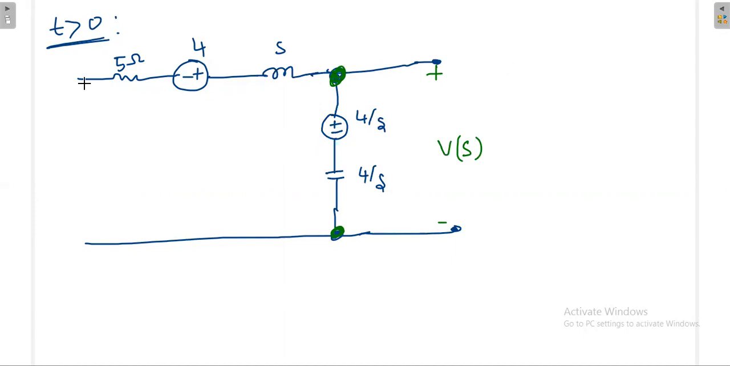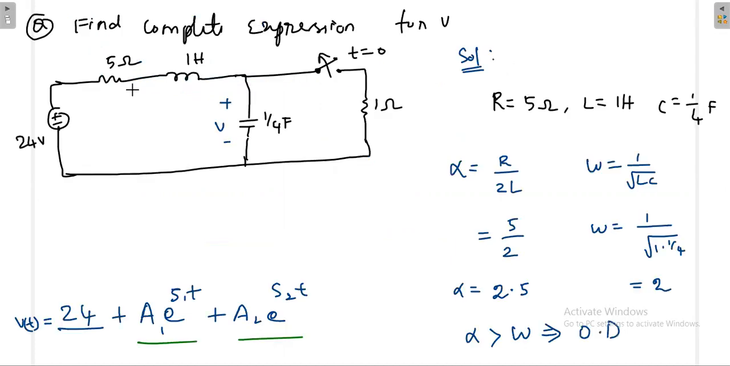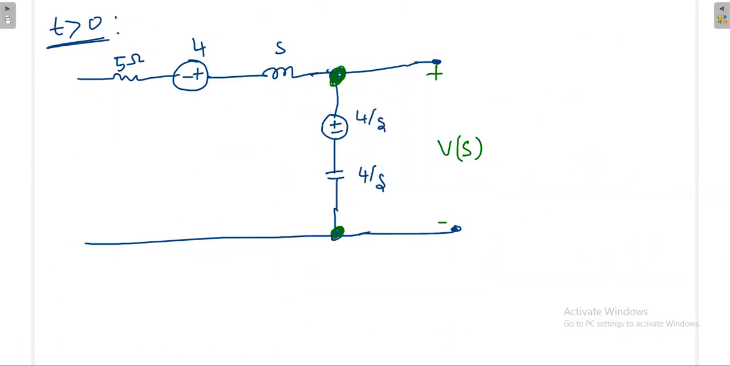Now again, the source is there. What is the source? 24 volt. You apply the Laplace transform here because you are considering the circuit from t equal to 0. That means after switching, you are considering this network, then 24 divided by S. For a source, you take the Laplace transform, then this is 24 by S. Then you do something, then finally you can find out what is V of S.